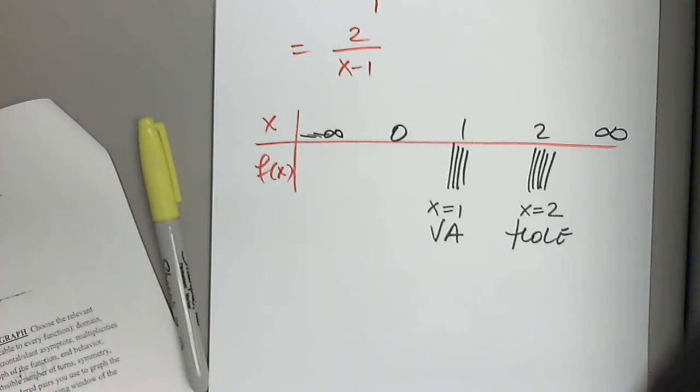So we're type 2, because the degree of the top is 0, and the degree of the bottom is 1. So what is the horizontal asymptote? 0. Exactly.